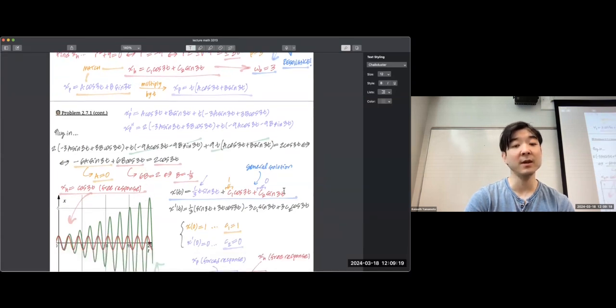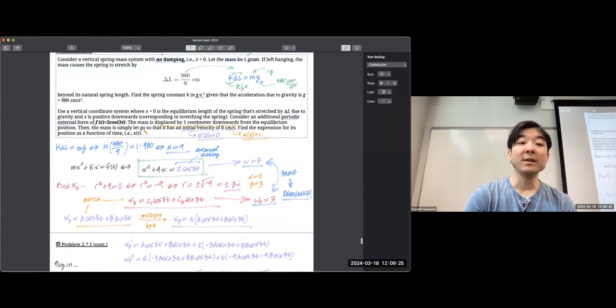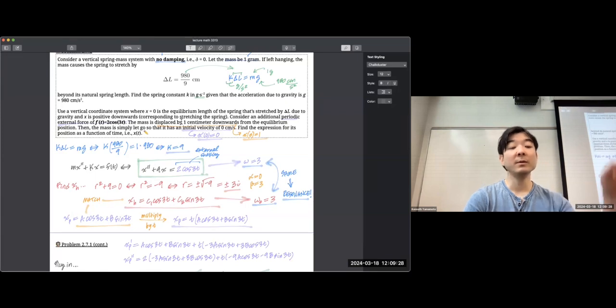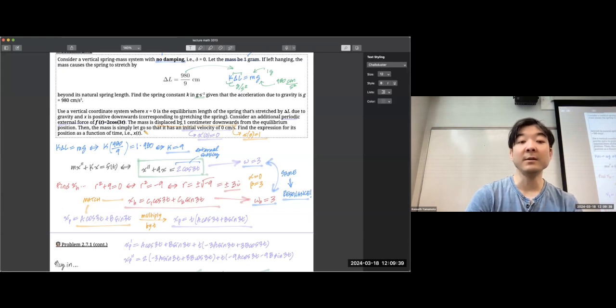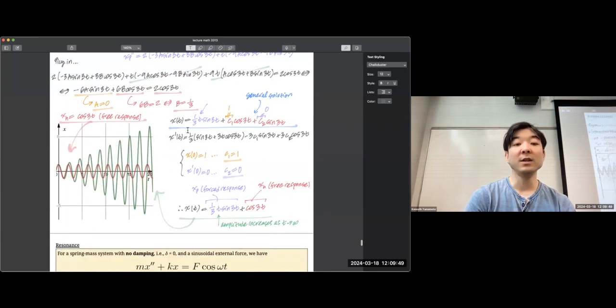You add the homogeneous solution to it, and in this one, it says that you're displacing it 1 centimeter downwards from the equilibrium position. So the equilibrium position has already been stretched due to gravity, and that's the coordinate system we're using, so the homogeneous solution already includes gravity. And then the initial velocity is 0. That means you're just stretching it downwards from the equilibrium position and then letting it go. Those two conditions, if you plug them into your general solution, will give you your C1 and C2. And then this is the final answer.